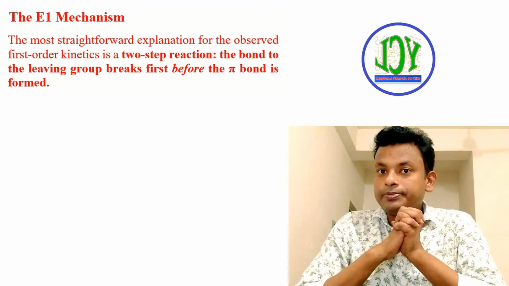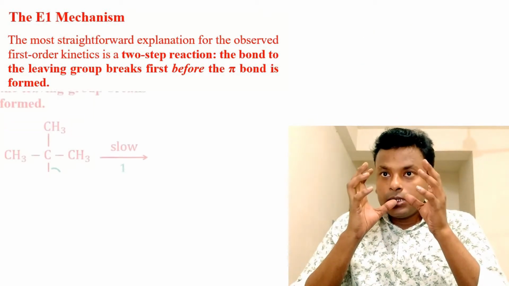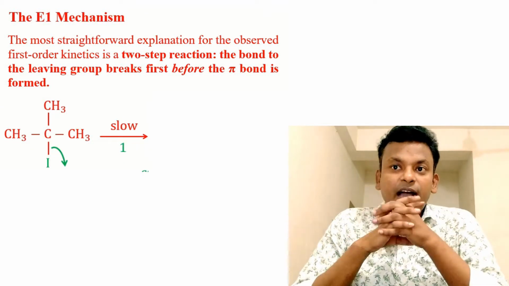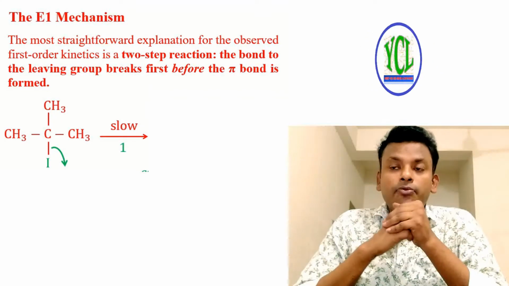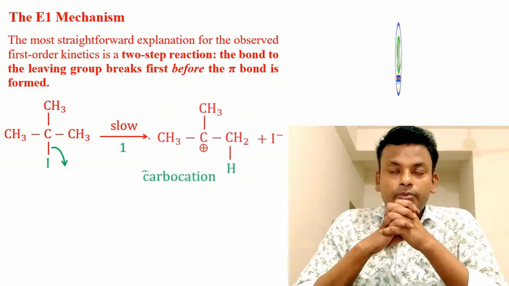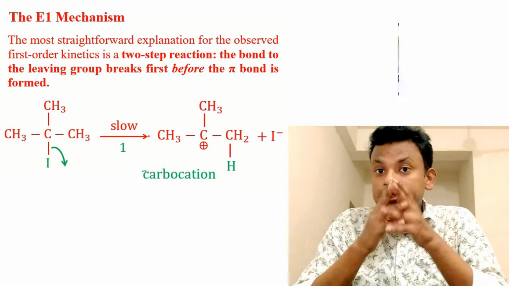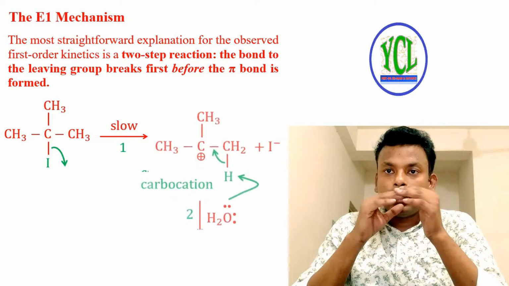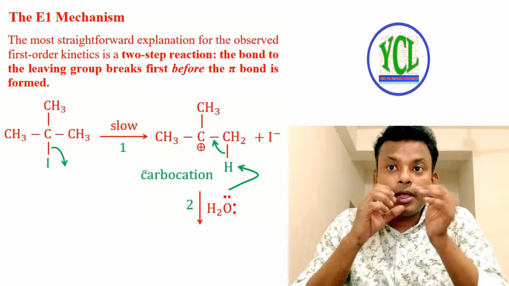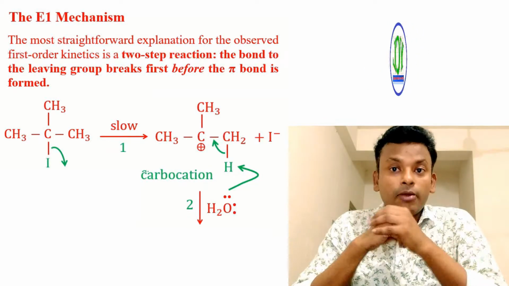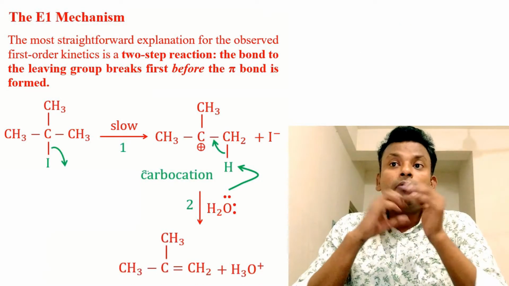So the mechanism here: in the first step, the C-Cl bond is broken, that is heterolysis of the C-Cl bond forms a carbocation, and it is the rate determining step because this step is slow. In the next step, a base removes a proton from a carbon adjacent to the carbocation, and the electron pair in the C-H bond forms the pi bond.